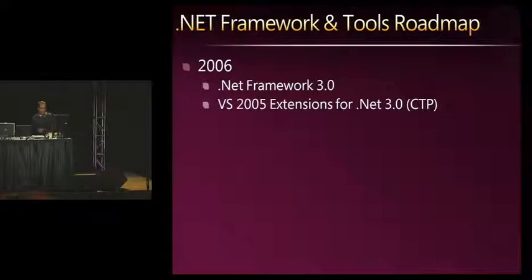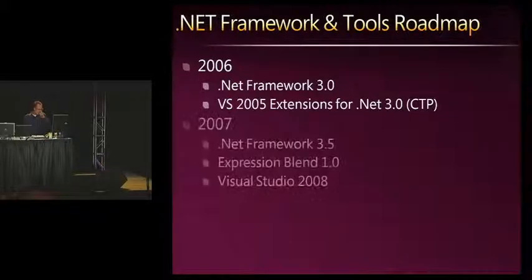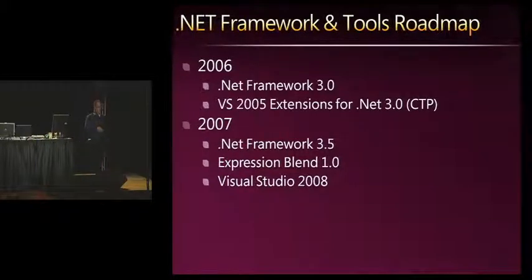After that, we had a good year last year. In 2007, we shipped an update to .NET Framework 3.0 called .NET Framework 3.5. It included WPF 3.5. You also sometimes hear that referred to as .NET Framework 3.0 SP1 because it's also a service pack. We updated the exact same bits that were shipped in 3.0 and added some new assemblies with some new functionality. Last year at MIX, we shipped Expression Blend 1.0.